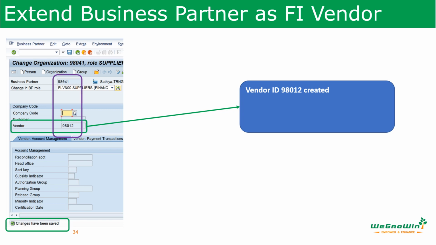Please note that the business partner is 98041. Vendor code is 98012 here. This is different because of the customization done on the number range. If required, the number range can be set through configuration. So the business partner number and the vendor number will remain the same.